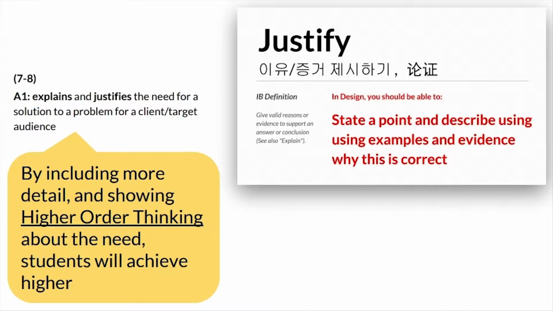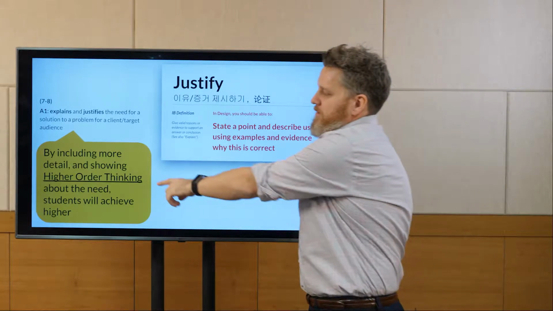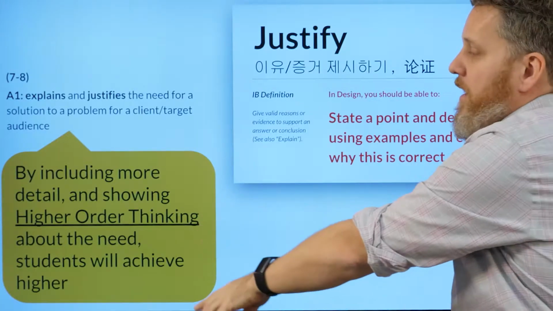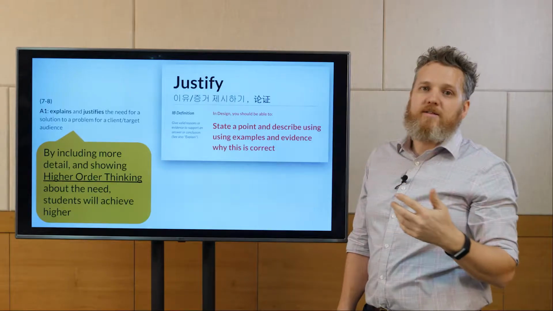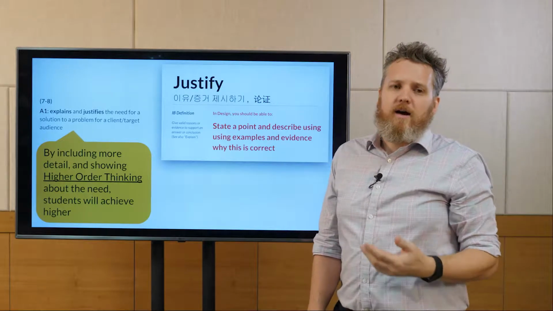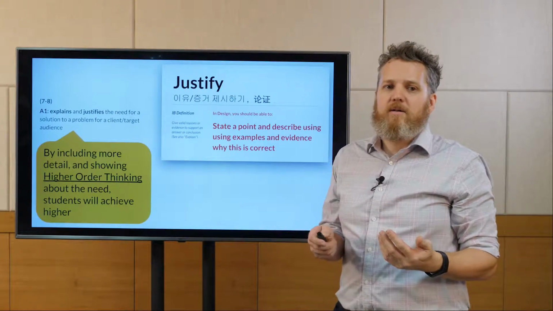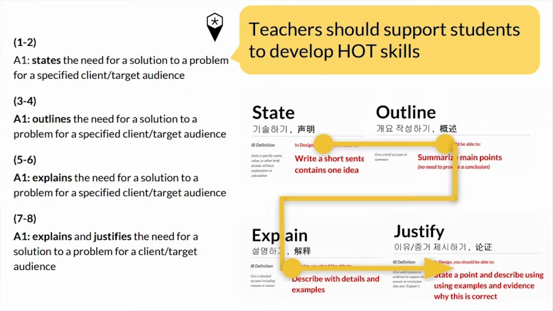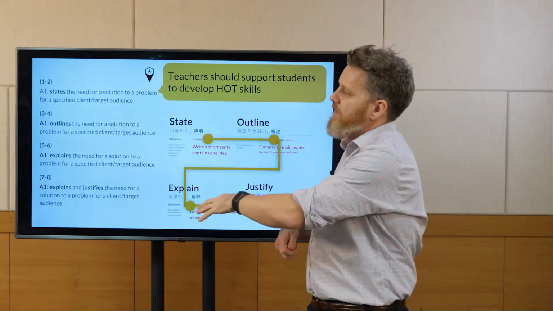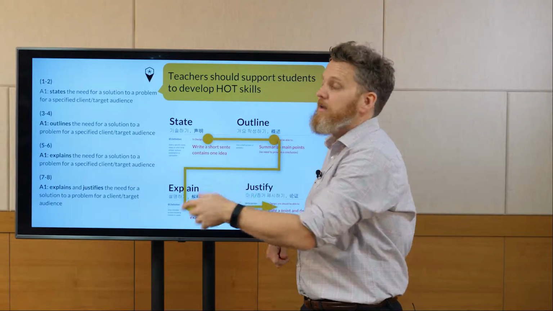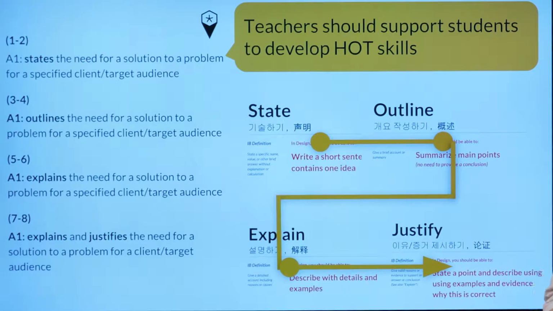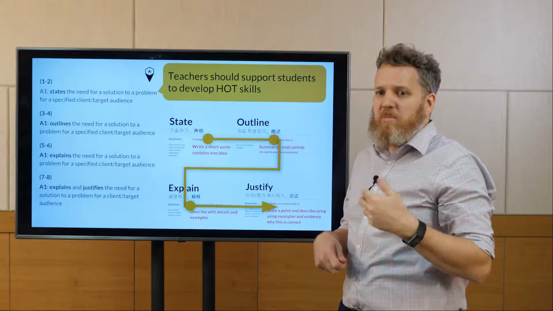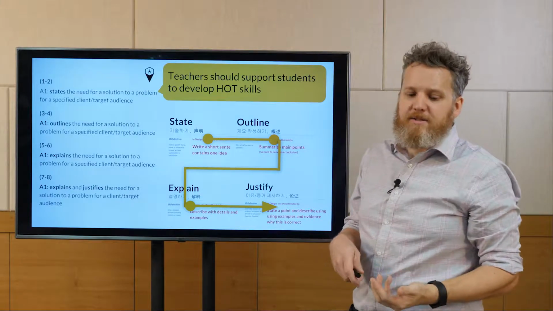Okay? Likewise, at justify, at the higher end of the rubric, we're looking for something that has much more detail. It's showing higher order thinking. There are examples and evidence of why this statement is correct. So you can see how when we look at our rubric, there's that progression, and students begin to understand that these words that we're using are there to help guide them in the expectations.